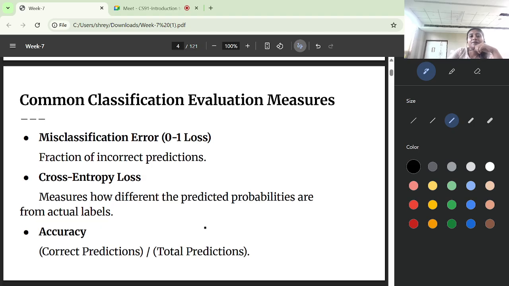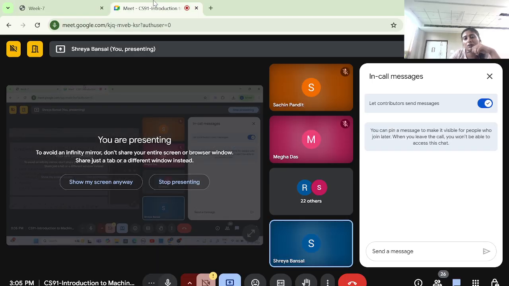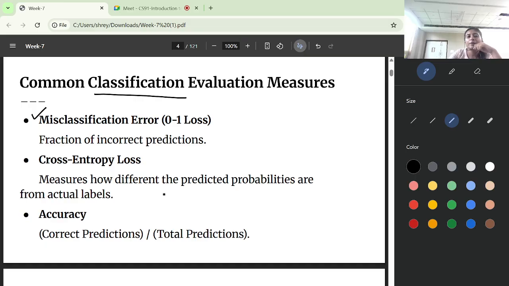So, common classification evaluation measures. Generally we are starting with classification. For classification type tasks there are multiple evaluation measures. First is misclassification, which means a 0-1 loss. So misclassification error, it's a 0-1 loss, we can say.